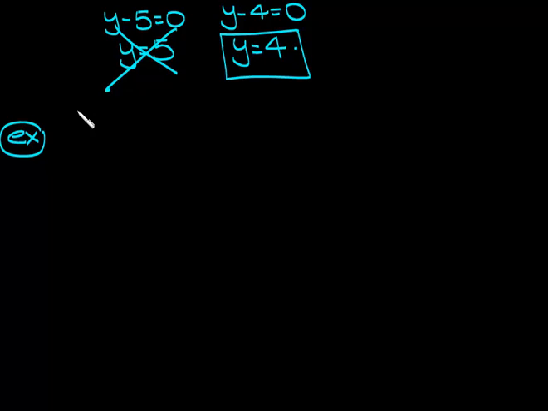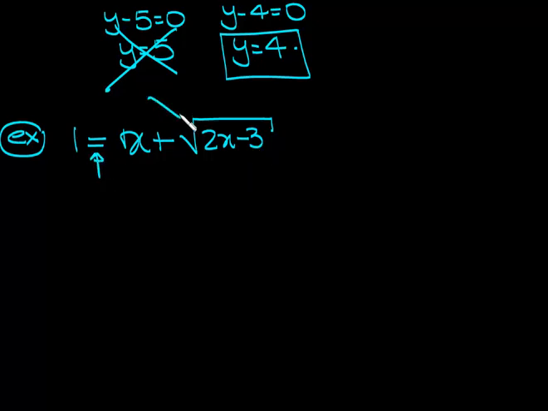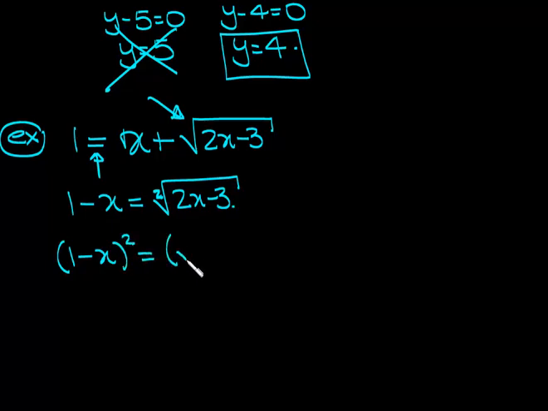Okay, so let's say I have 1 is equal to x plus square root of 2x minus 3. So let's go ahead and solve this. I have an equation that has a radical in it, so our goal is to get rid of the radical. The first thing we do is isolate the radical. So I'm going to move this x to the other side, so I get 1 minus x is equal to square root of 2x minus 3. Since the index of the radical is 2, I'm going to raise both sides to 2, so I get 1 minus x squared is equal to square root of 2x minus 3 squared.